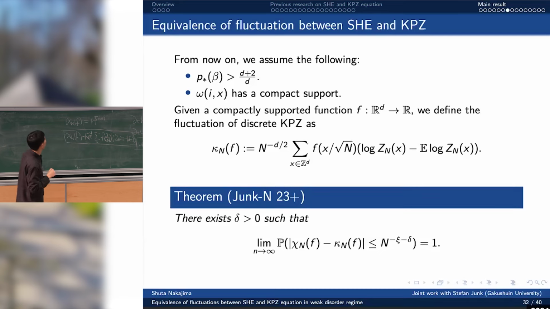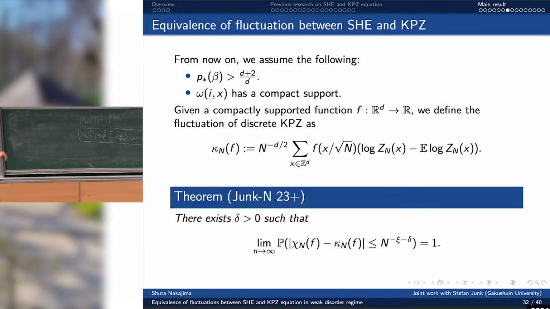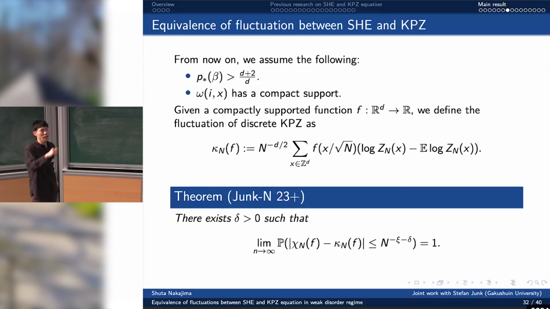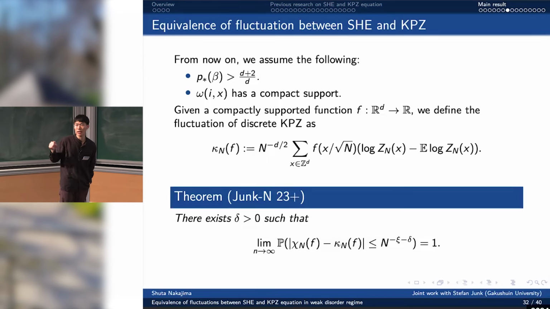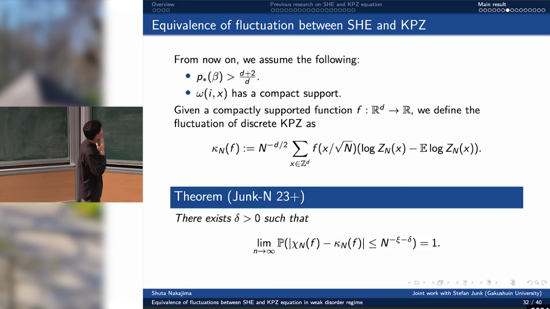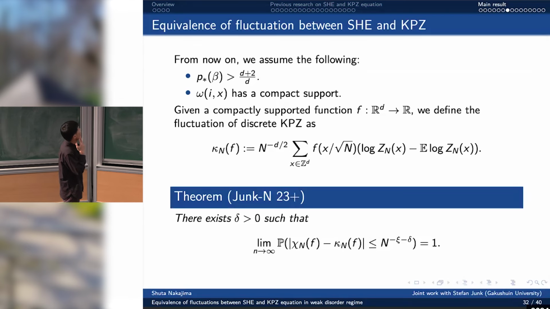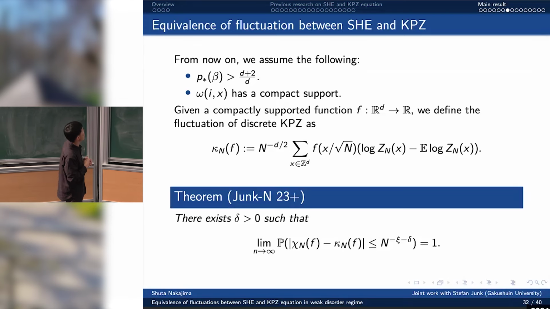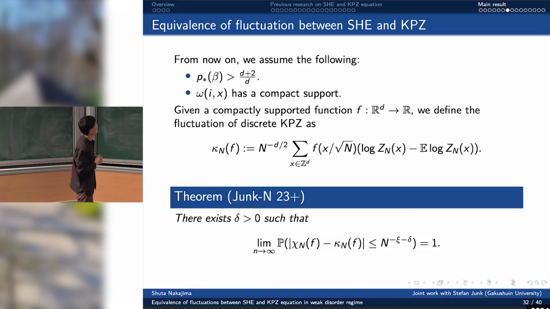So the assumption is the following. So p star is larger than (d+2)/d. So this is equivalent to beta less than beta_c. So we call it a subcritical regime. And second, we assume that omega has a compact support. But this is a technical condition, so you can forget about it. But the first condition is essential.